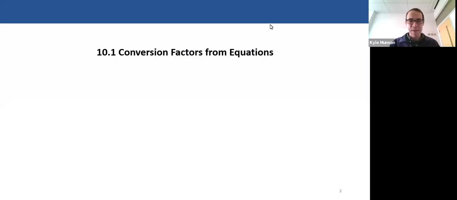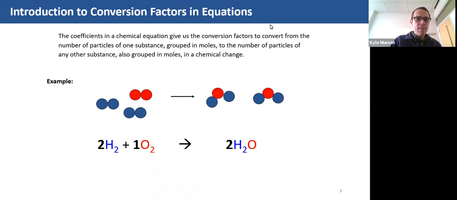So in this chapter, we're going to be talking about stoichiometry, and we're almost done all of the material for this class, if you can believe it. But before we get into what we mean by stoichiometry, we want to talk about conversion factors from chemical equations. And we've seen this example before where we have hydrogen reacting with oxygen to form water.